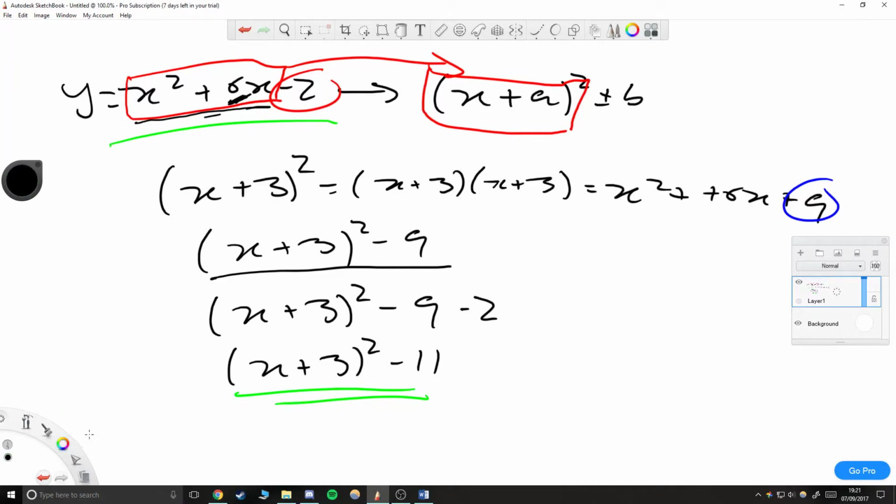So how does this help us in finding the stationary point of a quadratic graph? Well, these numbers here correspond to the x and y coordinates respectively of the stationary point, except the sign of the x coordinate within the bracket needs to be flipped. So we inverse the sign. So the stationary point of this first curve up here is minus 3, minus 11 in x and y.